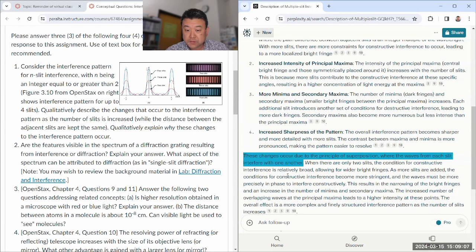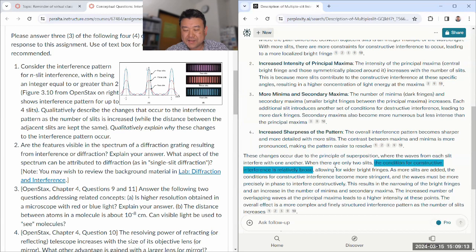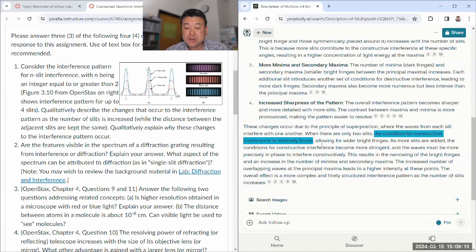When there are only two slits, the condition is relatively broad. I think that's too vague. With more slits, the condition is more stringent. Yeah, I think that's too vague. Like, more stringent how? The waves must be precisely in phase to interfere constructively. This results in the narrowing of bright fringes and an increase in the... I mean, I guess it's good enough. I wouldn't put it, at least not in these terms about broad and stringent.